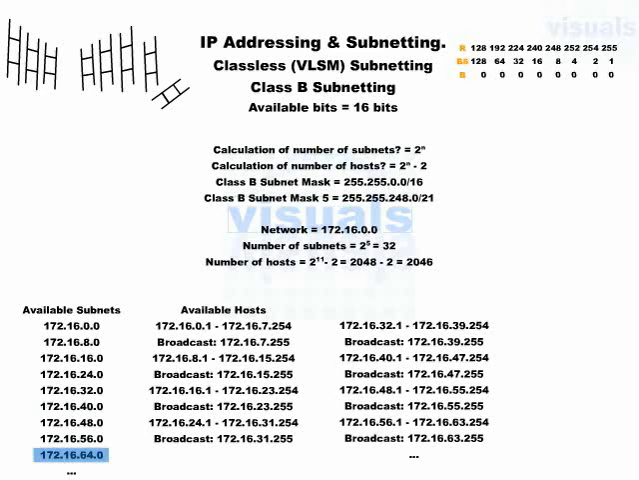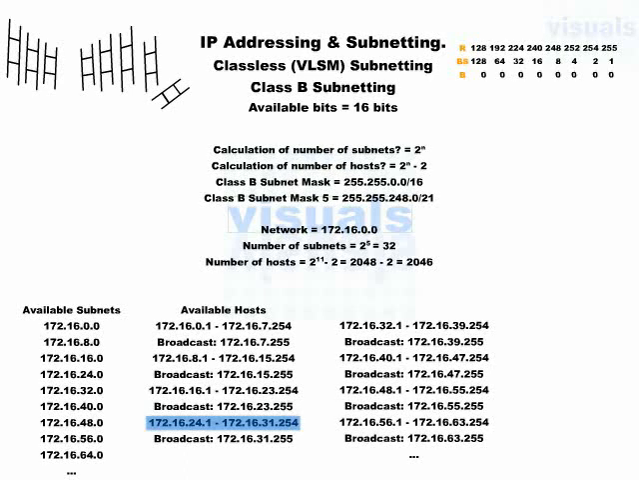For our first subnet, valid addresses are from .0.1 to .7.254. Broadcast address is .7.255. For our second subnet, valid addresses are from .8.1 to .15.254. Broadcast address is .15.255. For our third subnetwork, for this scenario, valid addresses are from .16.1 to .23.254. Broadcast address is .23.255.